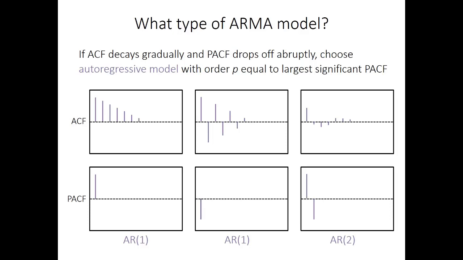If it's a higher-order process like AR2, it will have 2 significant lags on the partial autocorrelation plot. They might be positive and negative, both positive, both negative, or some combination, but the decay in the autocorrelation function might be less clear than before.